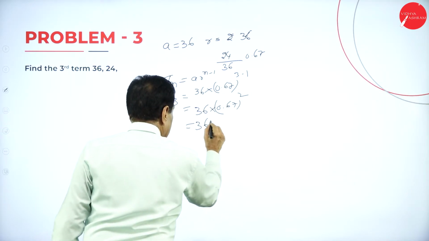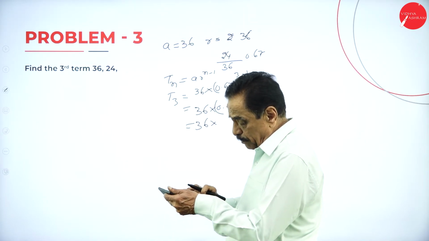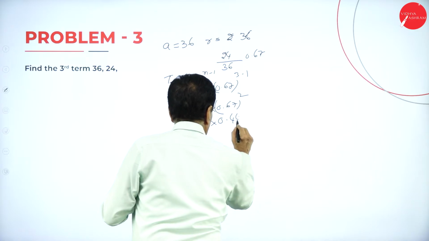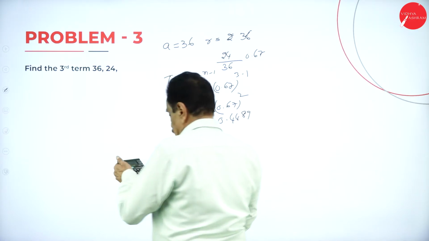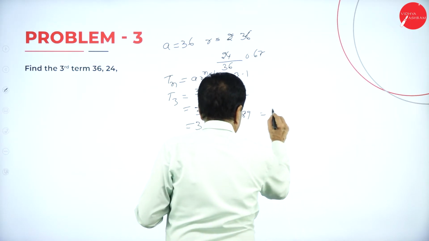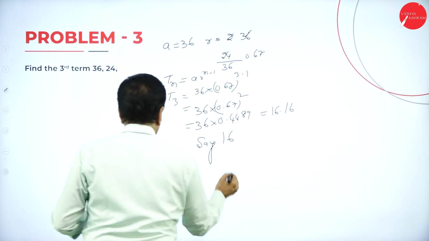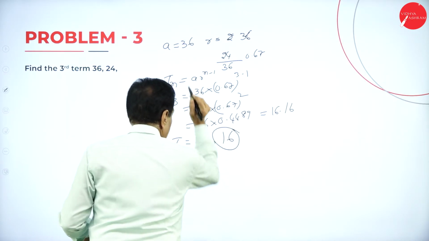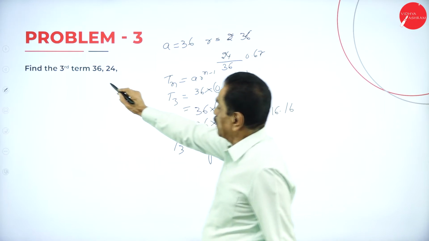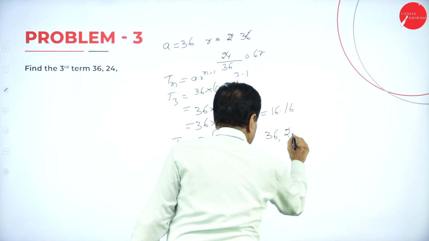This is 36 into 0.67 to the power of 2. This is 36 into 0.67 into 0.67, which is 0.4489, multiplied by 36, which is 16. T3 is equal to 16. Hope you understand that. The second term divided by the first term gives 0.67. The first term is 36, the second is 24. So the terms go 36, 24, 16.